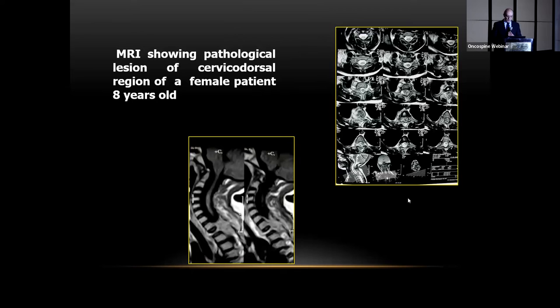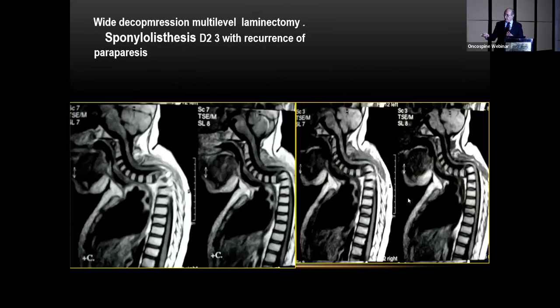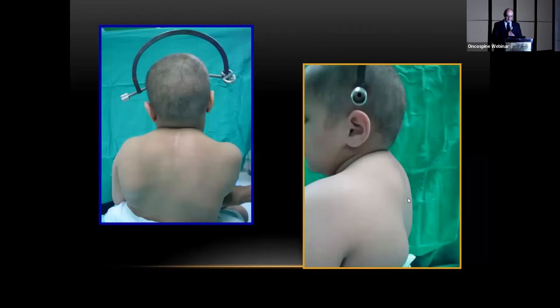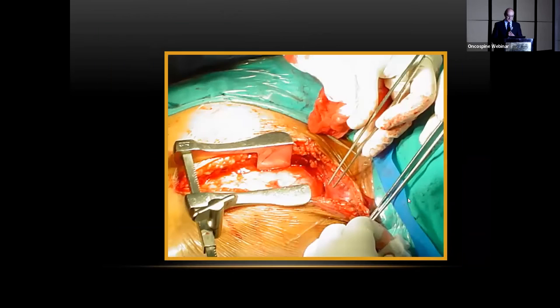She had a wide decompression to save the cord, but see what happened. Severe deformity and a spondylolisthesis of D2 over D3, as you can see here, with marked stretching of the cord and recurrence of the weakness. As an orthopedic surgeon, I thought that traction could be useful, but of course it was not.